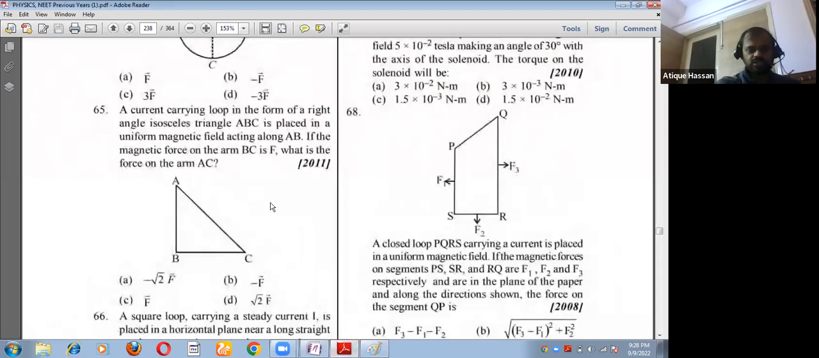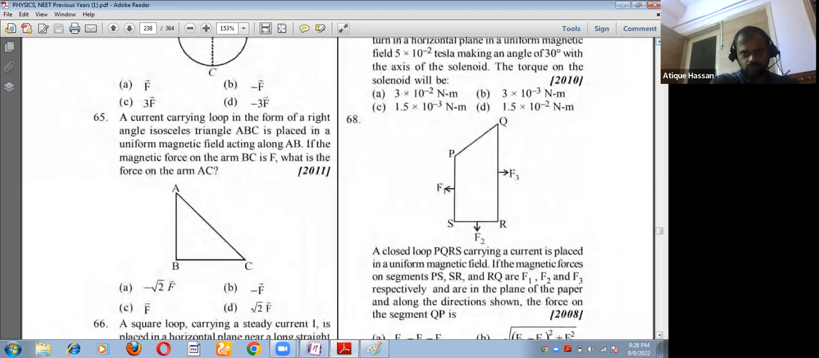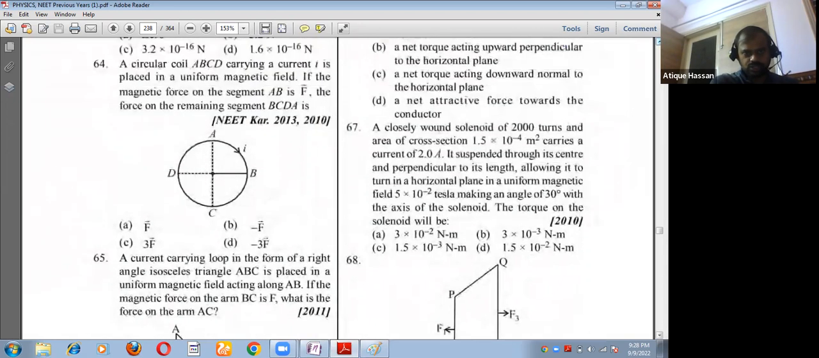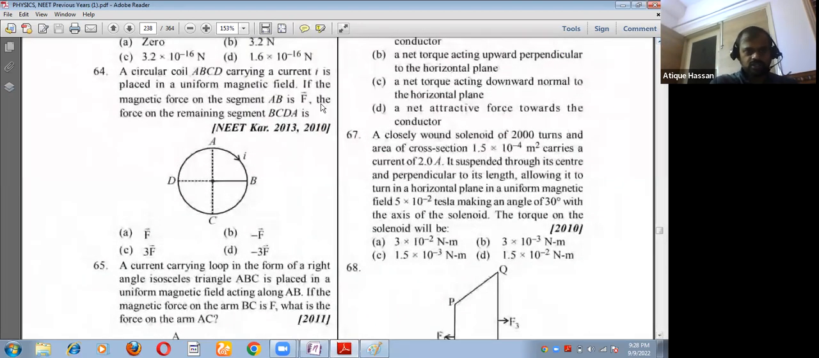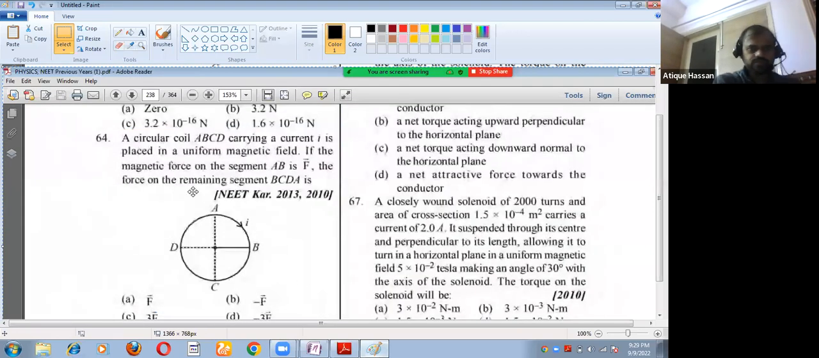Okay, moving to the next question. Similar is the question. Now you solve the NEET 2013 question, question number 64. This is also the same concept asked in NEET 2013. So all of you solve this question 64.